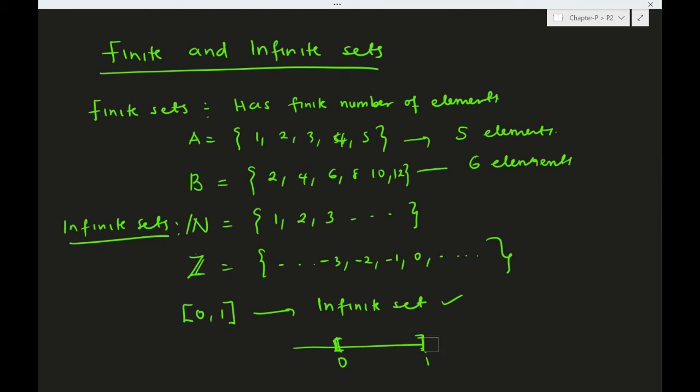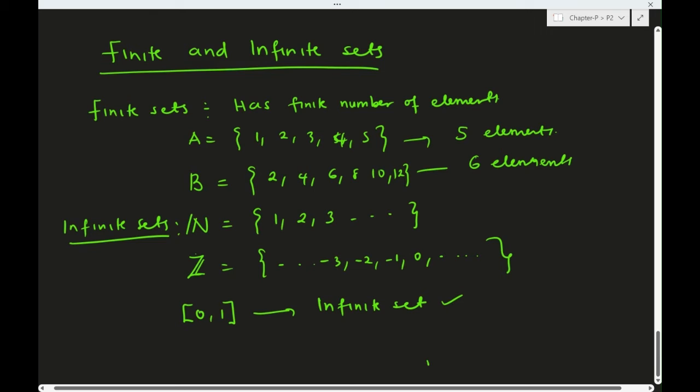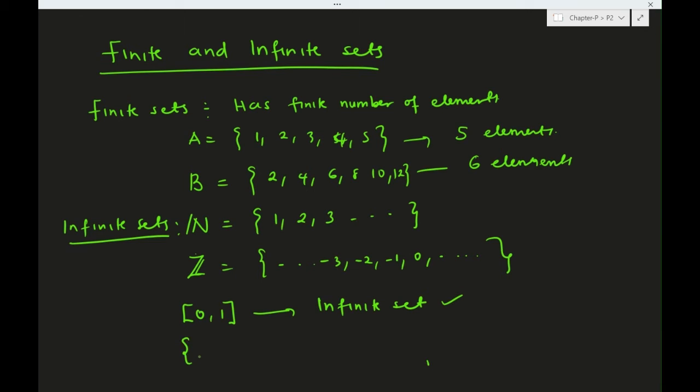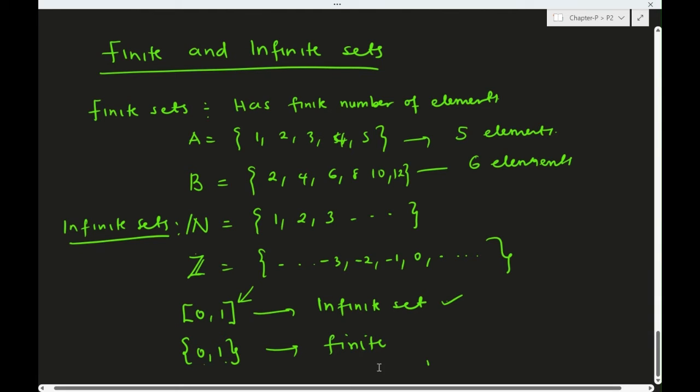So this becomes an infinite set. But take notes, try to get the difference between this one and this one. If you have a set with braces, this one is finite, because it is just telling us that it is a set of numbers, just 0 and 1. While this one is telling us it is all the real numbers between 0 and 1. So this is infinite, while this is finite. All right.